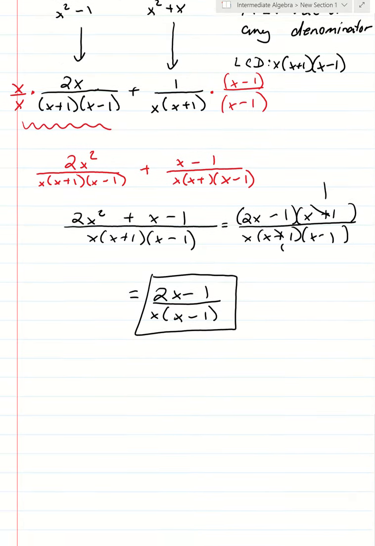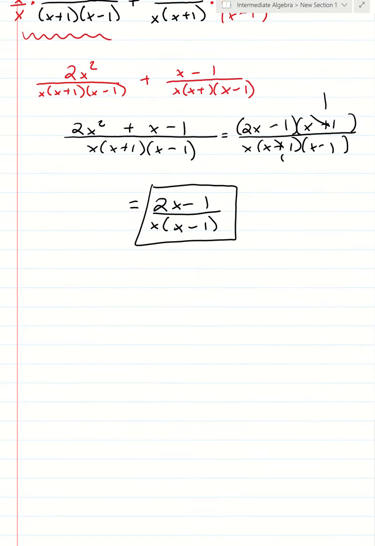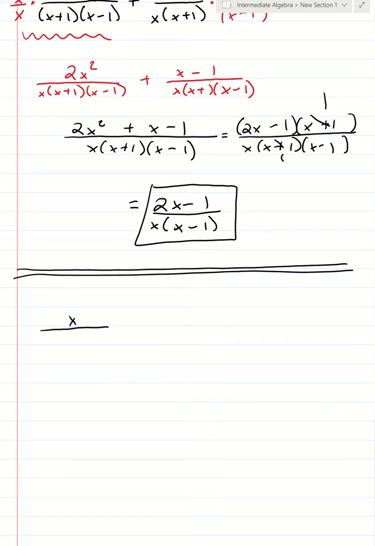Let's just try one more. All right, one that's kind of challenging. For example, let's say we have x over x squared plus 5x plus 6. I'm going to subtract 2 over x squared plus 3x plus 2.